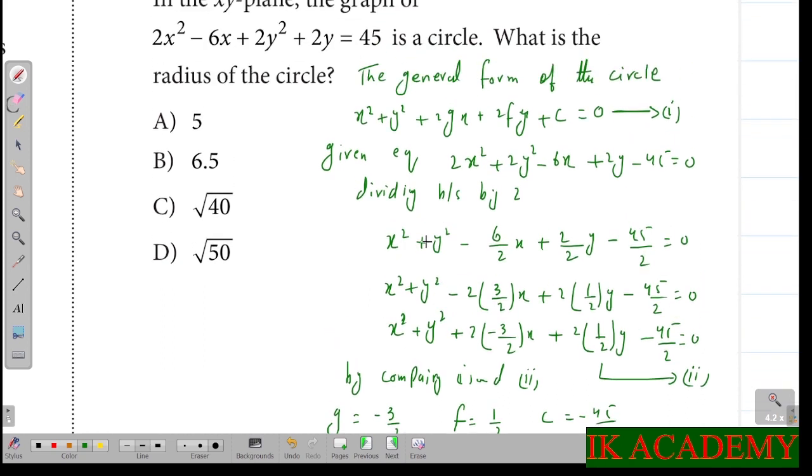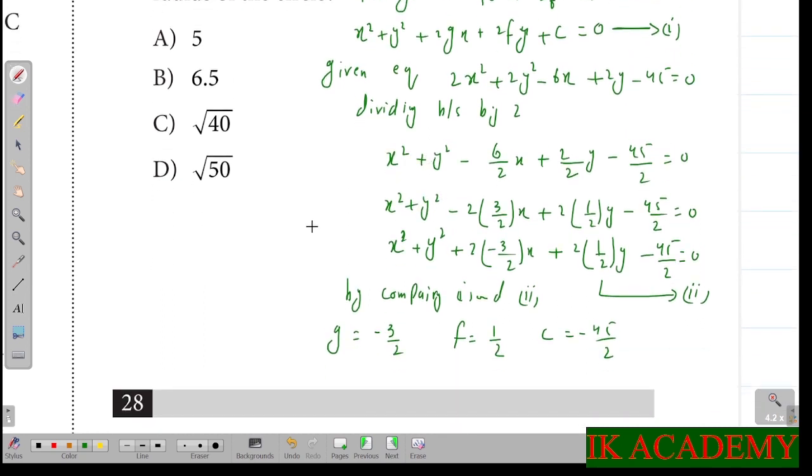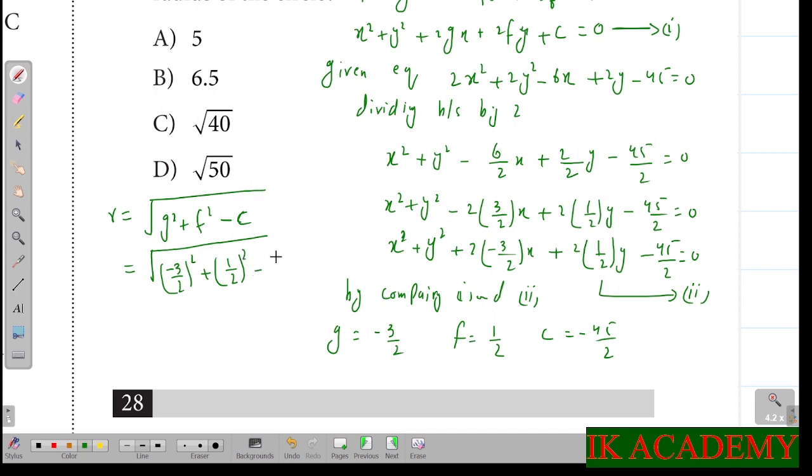Because we want to know the radius of the circle. So the formula for the radius of the circle in general form is r is equal to the square root of g square plus f square minus c. So I'm just going to put the values of g, f and c here, so we'll get the radius of this equation. So g is equal to minus 3 by 2 whole square plus f is equal to 1 by 2 square and c is minus 45 by 2, so minus minus will be plus 45 by 2.